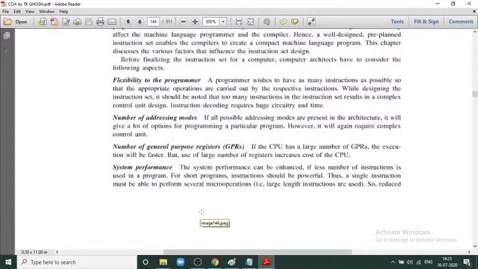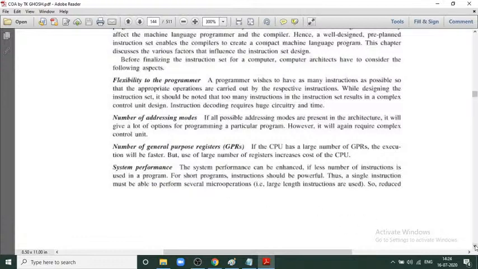System performance. The system performance can be enhanced if a smaller number of instructions is used in the program. If a program is executed by 3 instructions instead of 9 instructions, then the system requires less time to compute the program and less space to store the instructions. I repeat, if a program can be written in 3 instructions without using 9, then these instructions will take less time and less space.